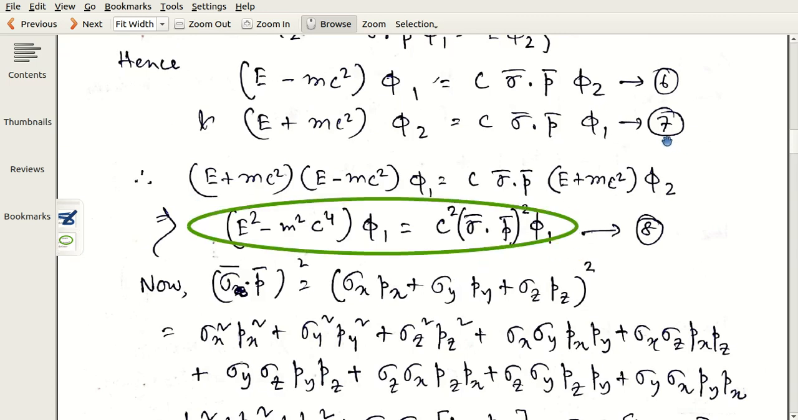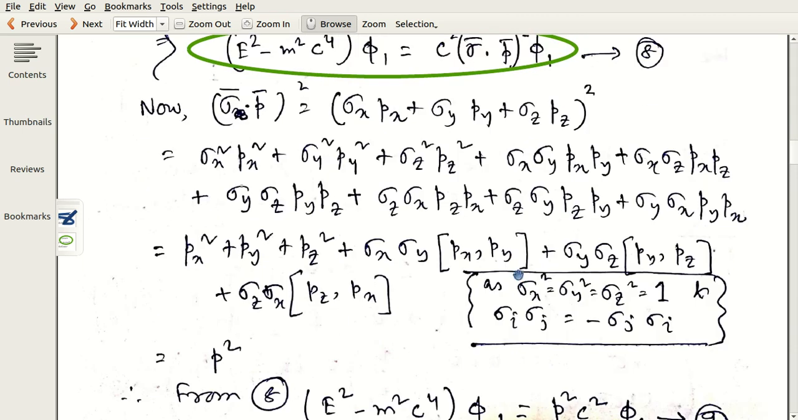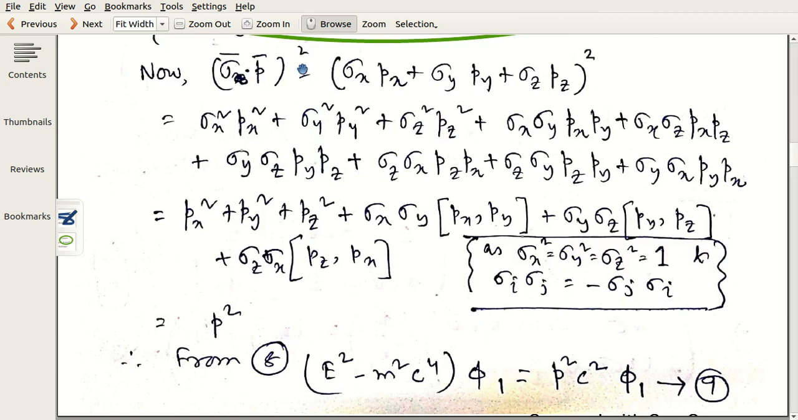This is actually the right hand side is operator and the left hand side is a number, in fact. Now you expand (sigma dot P) whole square, that is sigma x P x, sigma y P y, sigma z P z whole square, do a simple algebra, use the commutation, anti-commutation rule of Pauli matrices, and then you find that (sigma dot P) square equals P square, as simple as that.